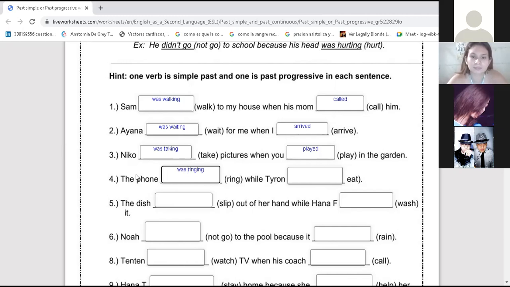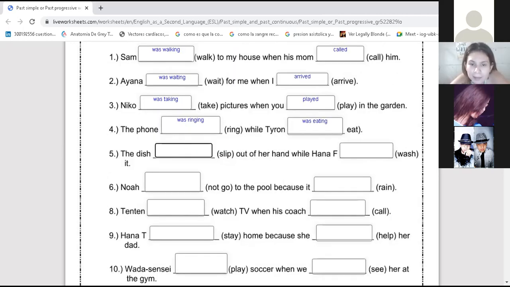Continue. While Tyron was eating. What's eating? The dish slipped out with Hannah. The dish slipped out of her hand while Hannah washed it. Why is it slipped? The dish slipped.